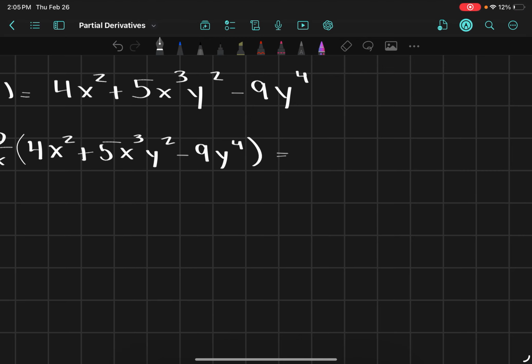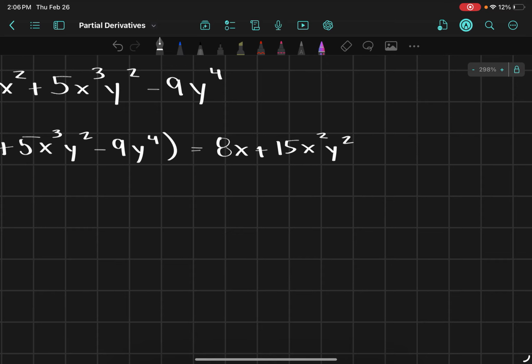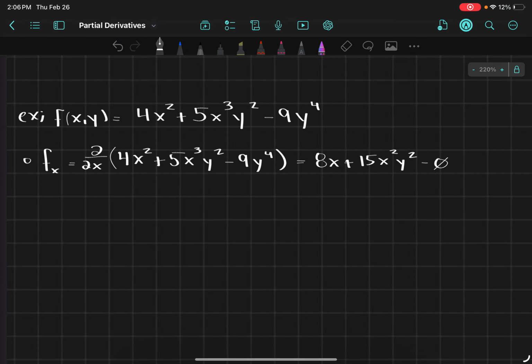So we have our first one, power rule, 8x plus 5x cubed y squared. What does this mean? Think of that y squared as, like I said, another number. So we have 5 times y squared times x cubed. What are we going to do? We're just going to take the power rule, ignore the y for right now. So we're just going to have 15x squared y squared minus 9y to the fourth. That's just minus a constant. That's going to be minus 0. That's going to be our answer.